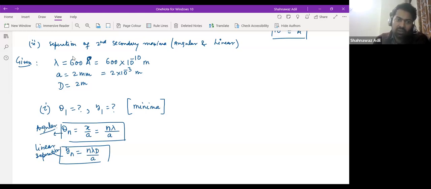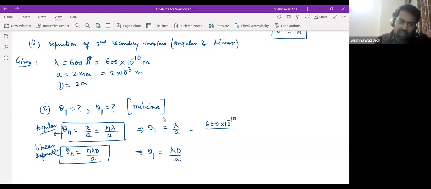So we have to find out the first minima, first secondary minimum. So we have to find out theta 1, which would be lambda by a simply. And we also have to find out y1, which is lambda d by a. So lambda is 600 into 10 to the power minus 10. And how much is a? A is 2 into 10 to the power minus 3.